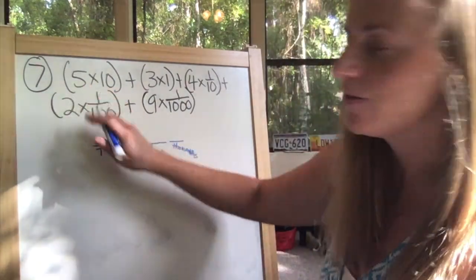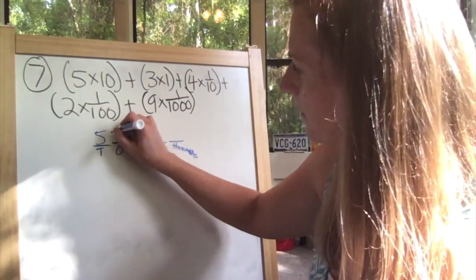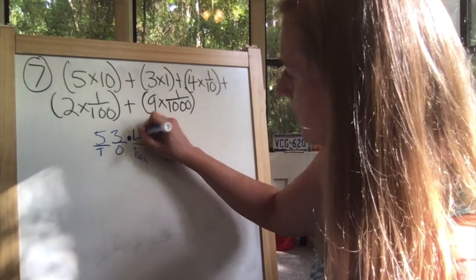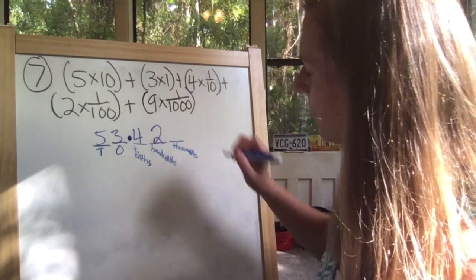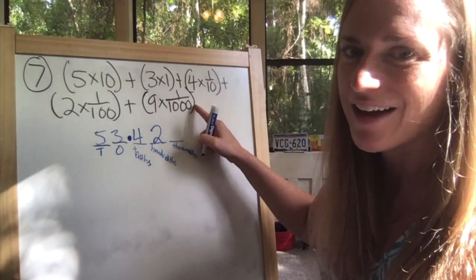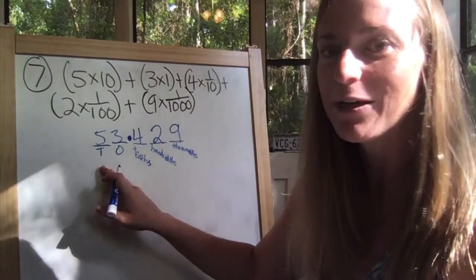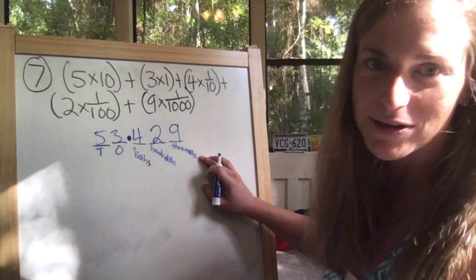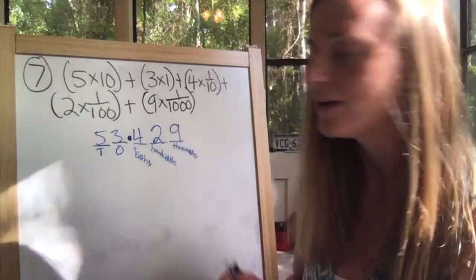And 5 is in the tens place. 3 is in the ones place. 4 is in the tenths place. 2 is in the hundredths place. And 9 is in the thousandths place. So 53 and 429 thousandths.